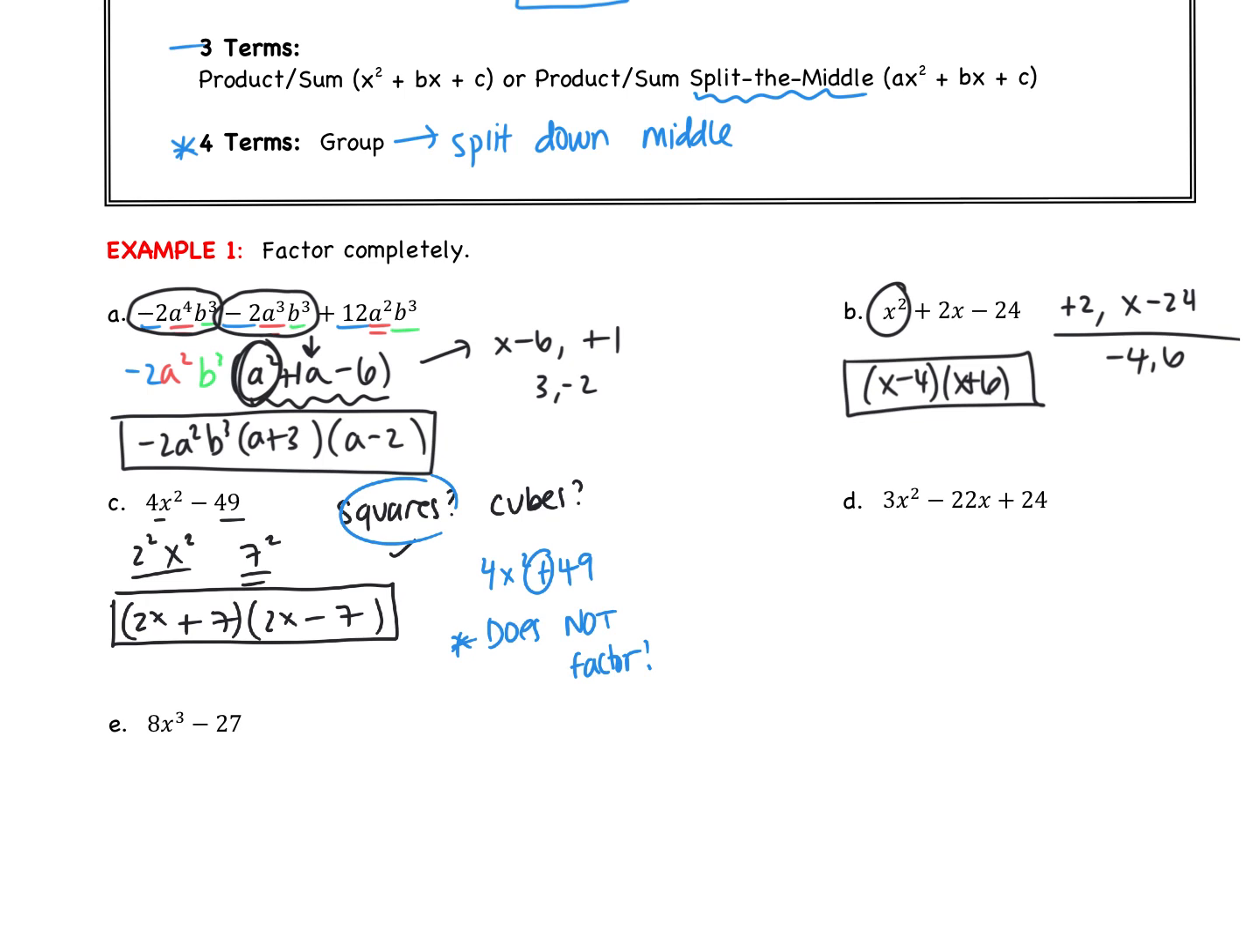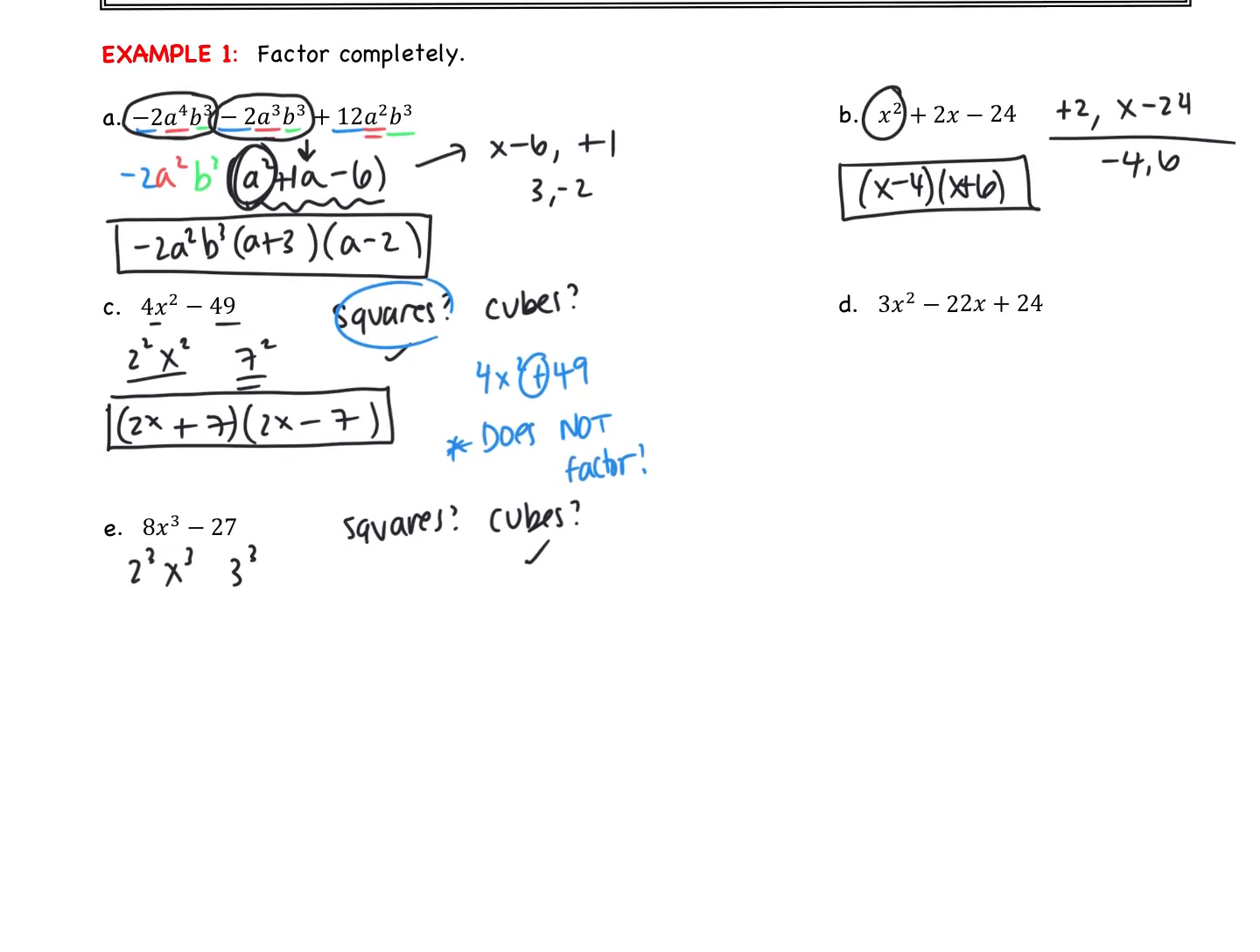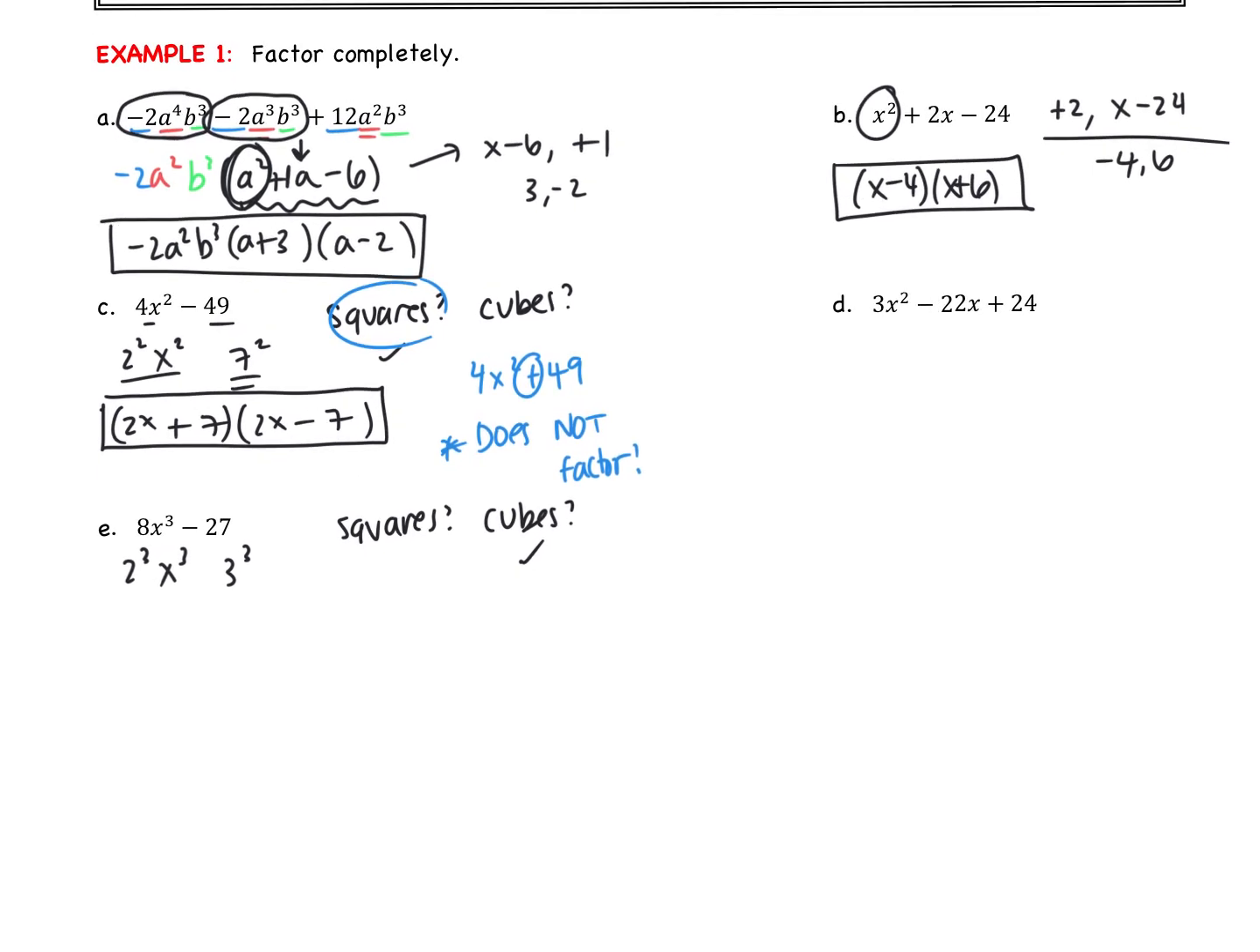For E, 2 terms, again, so we have to ask ourselves, are these squares or are these cubes? Well, 8 is 2 to the third, x is x to the third, and 27 is 3 to the third. So these are cubes. This one is going to be a little bit different. What I'm going to show you might be different than what your teacher did last semester or last year. Here's what I do. I want to emphasize this only works if it's a cube.